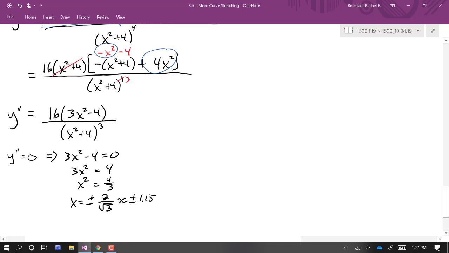Now notice this, because this doesn't split into linear factors, we're just going to be a little bit careful about making our sign chart. It won't be that hard, but we just have to be mindful of the fact that there are 2 places where it's 0. The bottom is still always positive, right? Because x squared plus 4 is always positive. 16 is always positive. In fact, since this is always positive and the bottom is always positive, the sign of the second derivative depends entirely on what's going on with 3x squared minus 4. So we can make this sign chart.